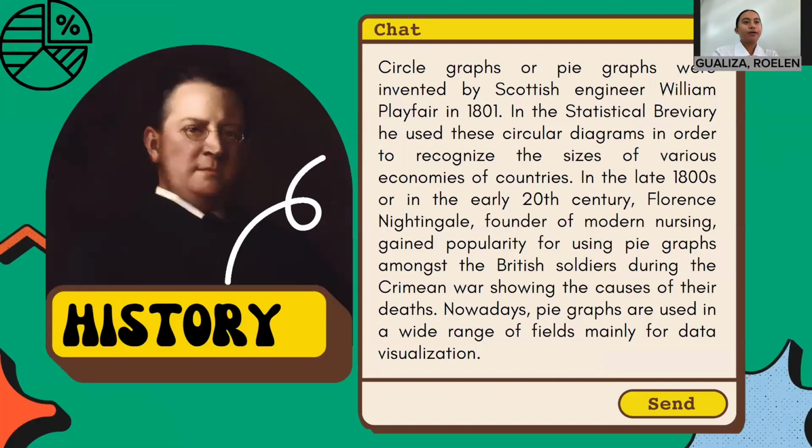Circle graphs or pie graphs were invented by Scottish engineer William Playfair in 1801. In the Statistical Breviary, he used circular diagrams to show the sizes of the economies of various countries.